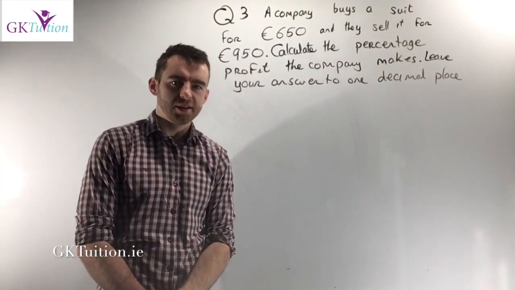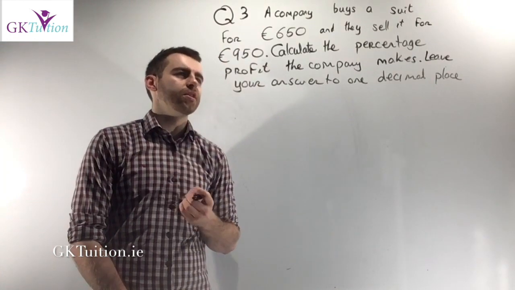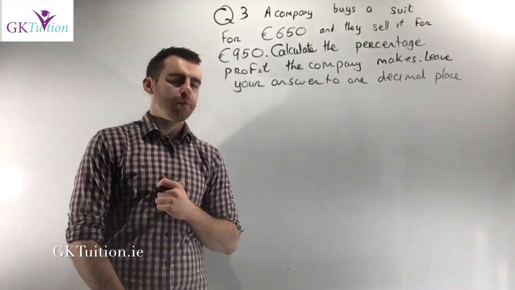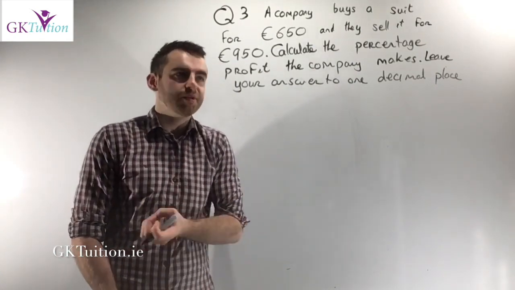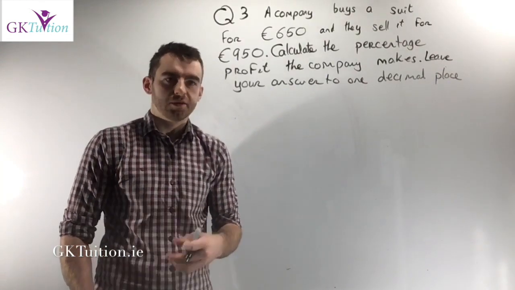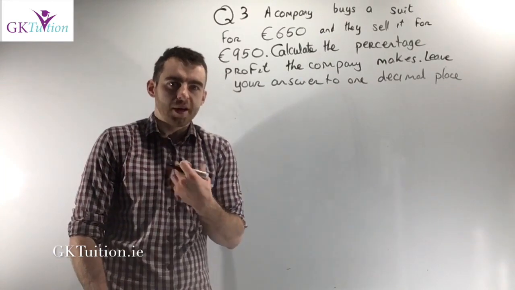Okay, question 3 is a little bit different. This one's about percentage profit. In question 3, we're told that a company buys a suit for €650 and they sell it for €950. So they get it in from their manufacturer or whoever, and it costs them €650 to buy the suit, and they decide that, obviously the whole principle behind a shop or a company is that they want to make a profit.